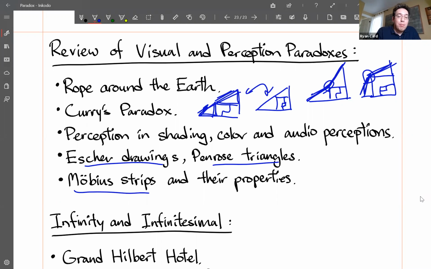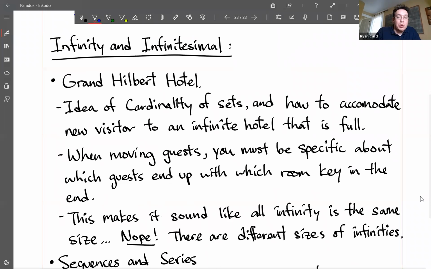We carefully looked at Mobius strips and their properties, how it has only one side and only one edge. And there were homework problems and worksheet problems on what happens if you cut it in different situations. So you should be aware of those things. Try them out if you haven't done it already. So that was visual and perception paradoxes, and this week we talked about infinity and infinitesimal paradoxes.